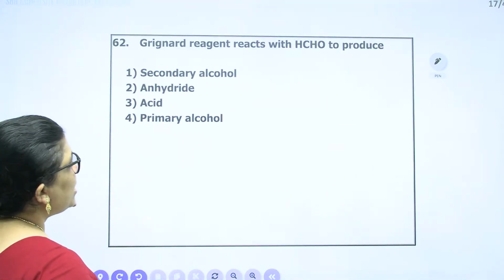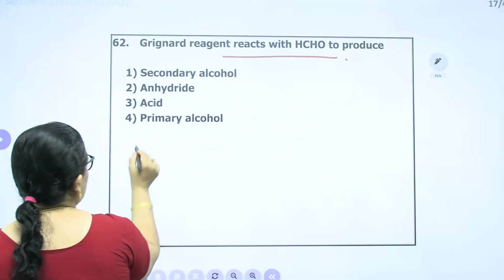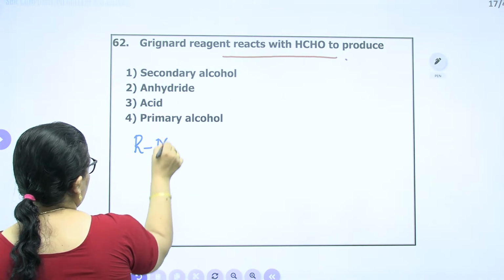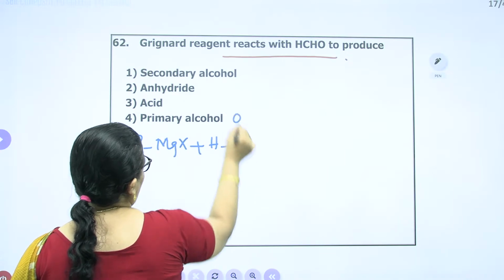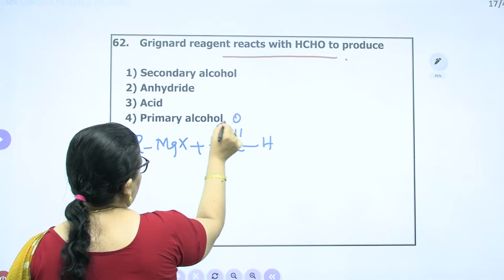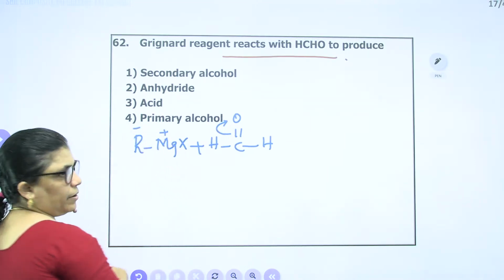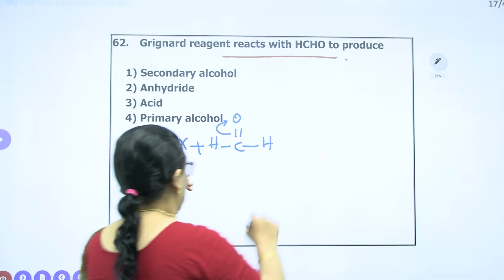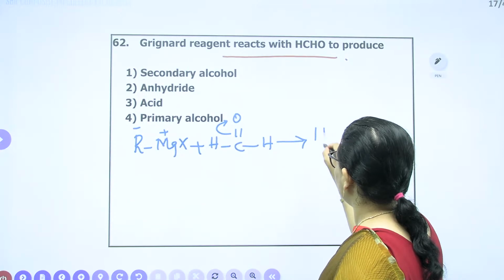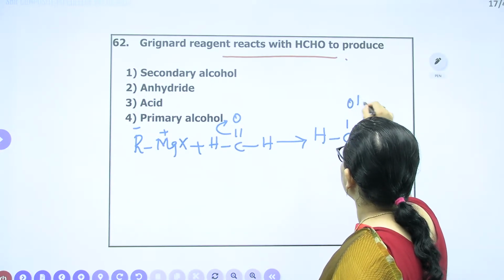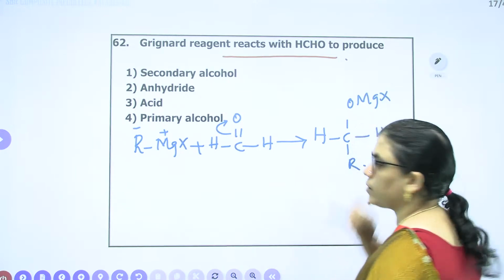Question 62. Grignard reagent reacts with formaldehyde. Just now I mentioned the Grignard reagent. Shall I show you the reaction? Let us discuss one reaction in detail. With formaldehyde, HC double bond O, this bond is polar in nature. Here we'll get Mg plus and R minus. It follows an addition reaction. We'll get R, H, C, OMgX, with H here and R here.